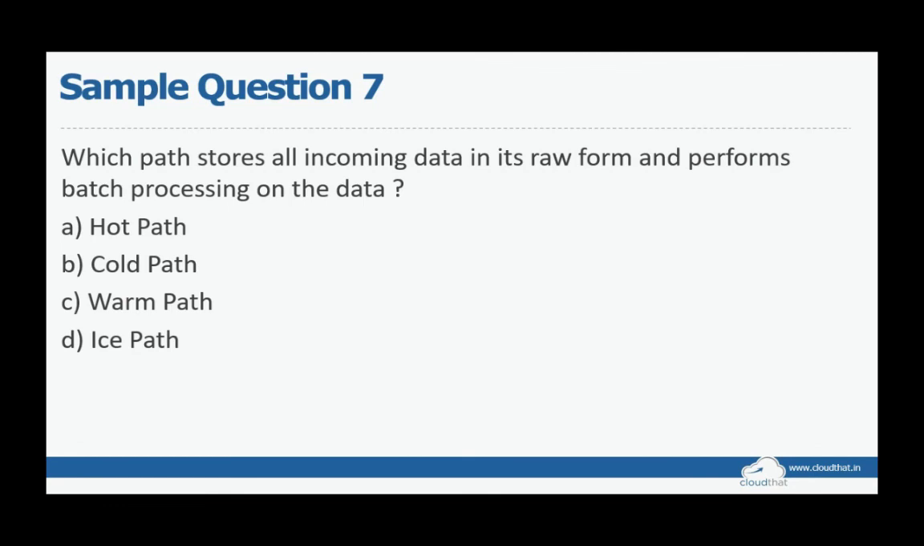Which path stores all incoming data in its raw form and performs batch processing on the data with respect to Lambda architecture? This question does not have Lambda architecture mentioned, but as I stated earlier, there is only one architecture which has different kinds of paths, which is the Lambda architecture. So you have to read between the lines in some of the questions when Azure asks them, right? The options are a hot path, a cold path, a warm path, or an ice path. The answer is cold path. Cold path is where you do all the batch processing; the batch layer sits and your long-term data storage sits in there, right? So the correct answer is cold path, which lets you store all the incoming data in its raw form to perform the batch processing later on, right?